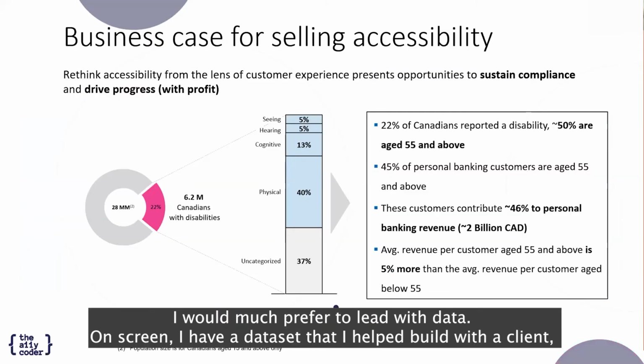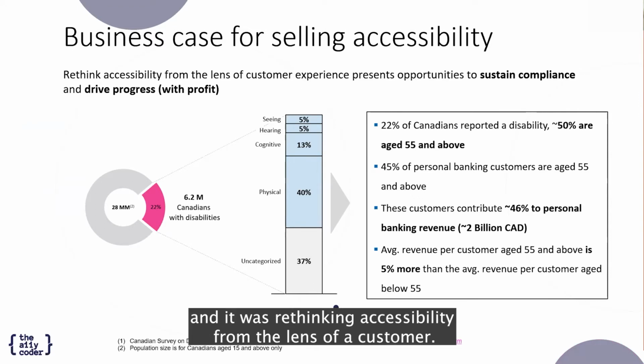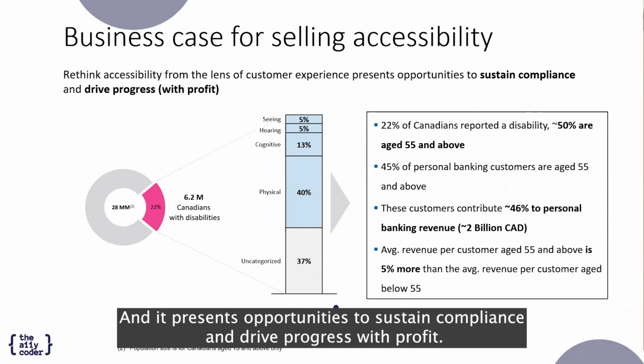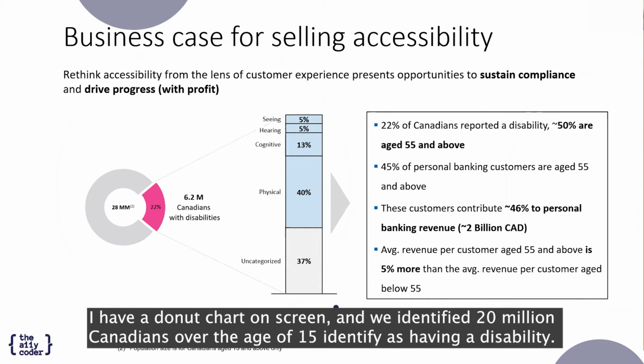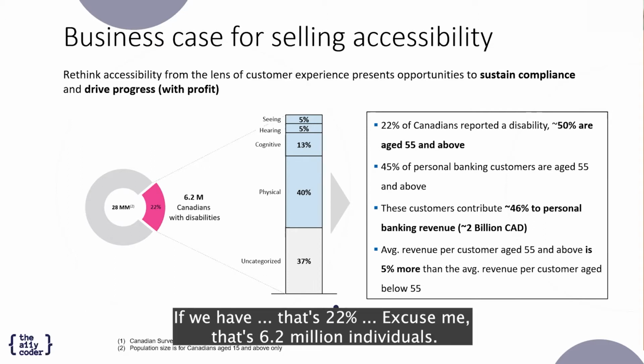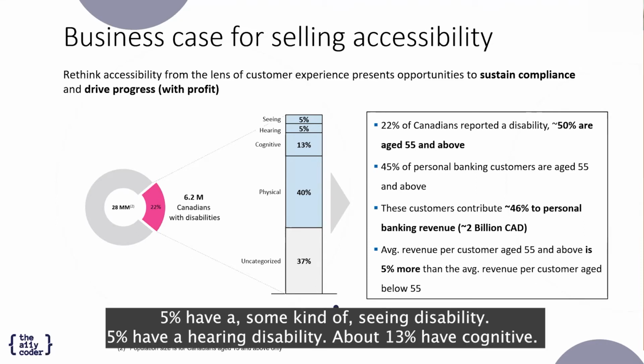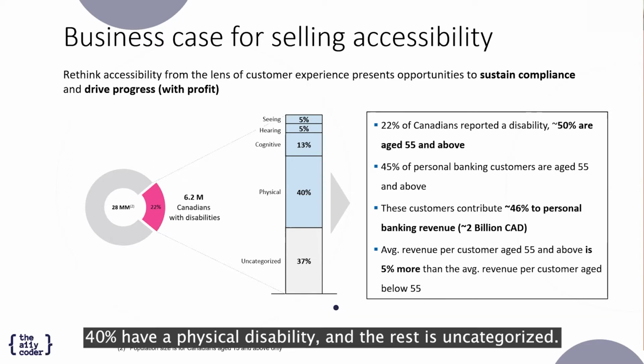I would much prefer to lead with data. On screen, I have a data set that I helped build with a client, and it was rethinking accessibility from the lens of a customer. And it presents opportunities to sustain compliance and drive progress with profit. I have a donut chart on screen, and we identified 28 million Canadians over the age of 15, of whom 22% identify as having a disability. That's 6.2 million individuals. 5% have some kind of seeing disability, 5% have a hearing disability, about 13% have a cognitive disability, 40% have a physical disability, and the rest is uncategorized.